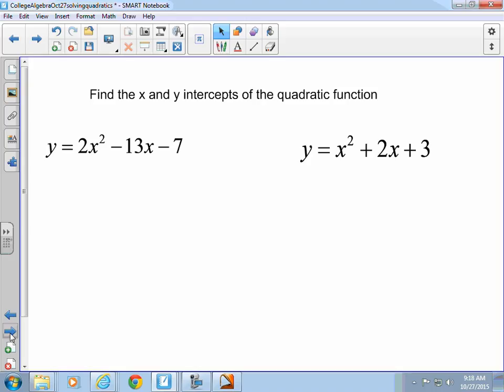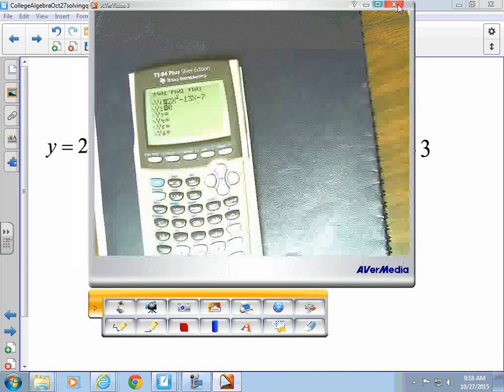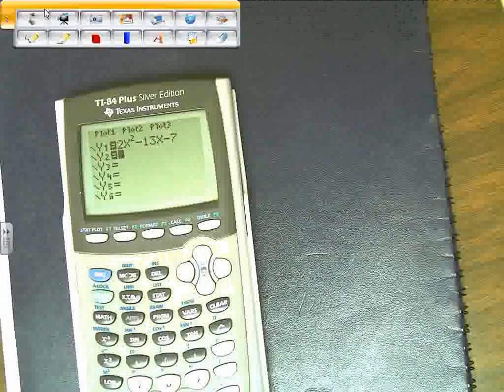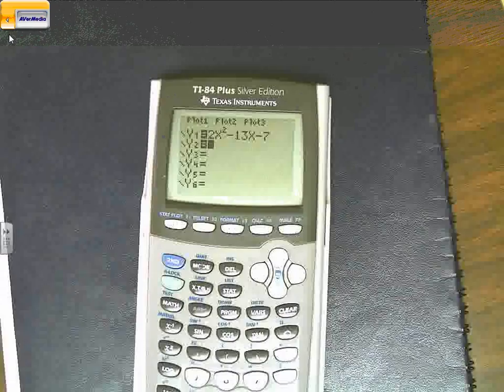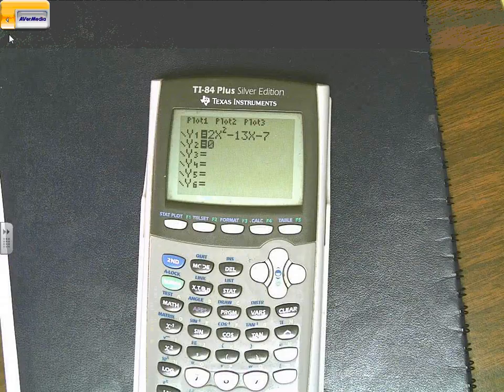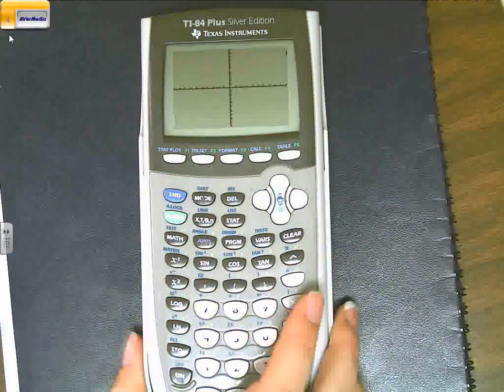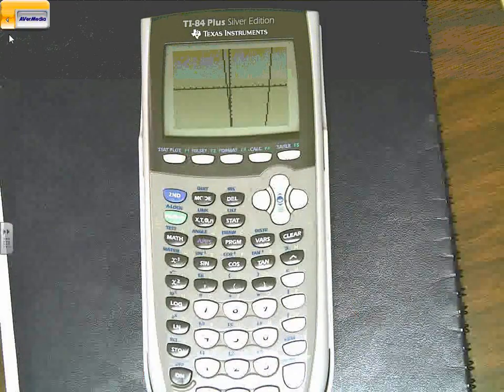In y2, I'm going to go ahead and leave 0 in y2. Why would I do that? So that way I can find the intersection when y equals 0, that x-intercept. There is another button you can use. I'll show you that while we're doing this problem. Graph it. I can see both intersections. I know this is a parabola, it's a quadratic, so I expect to see 2 intersections there.